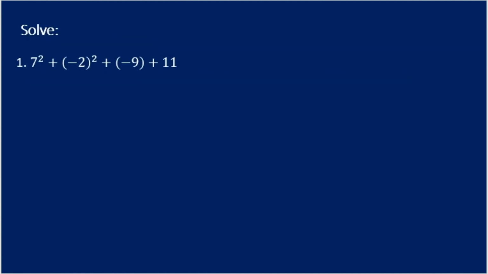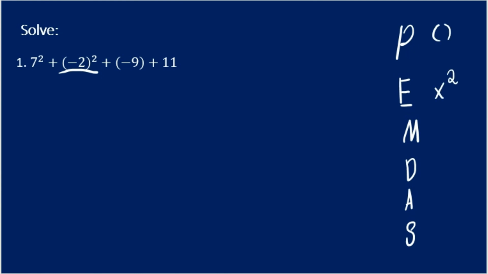So, Jo, what do you think we should do first? We should first solve the numbers in the parentheses. Correct. So, first, let's just write our trick down. PEMDAS. P is for parentheses, E is for exponents, M is for multiplication, D is for division, A is for addition, and S is for subtraction.